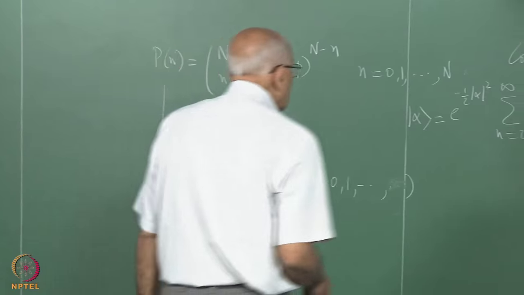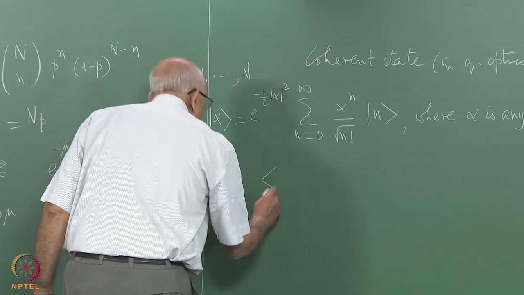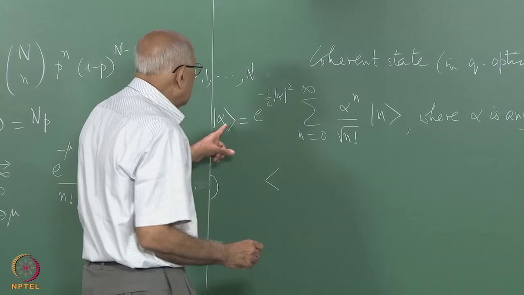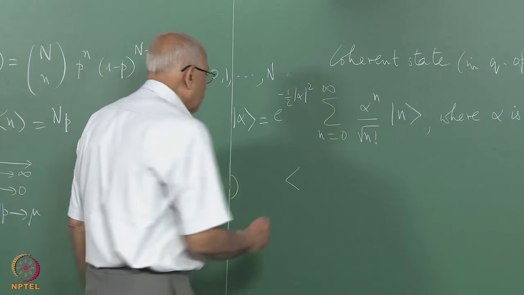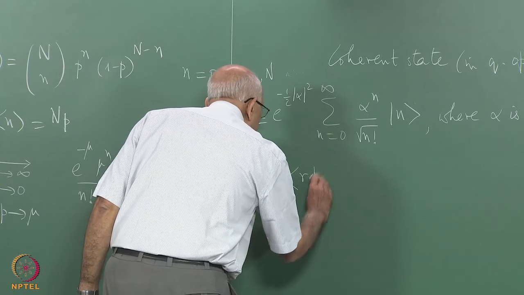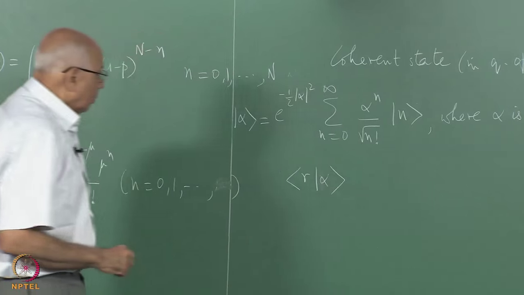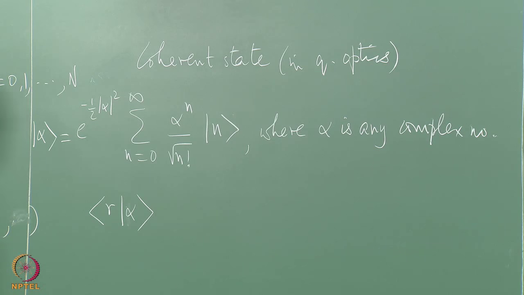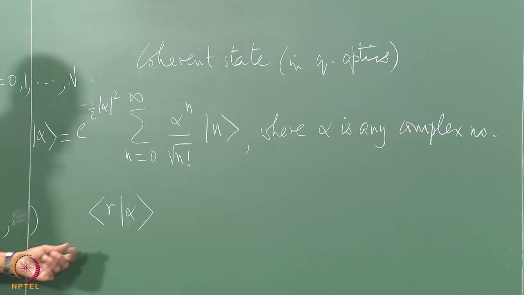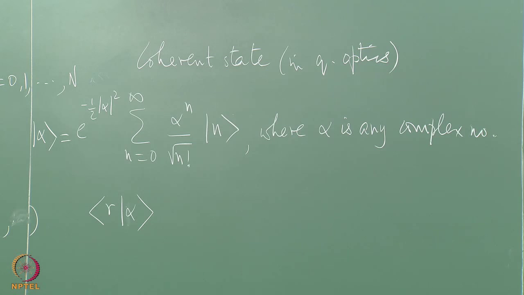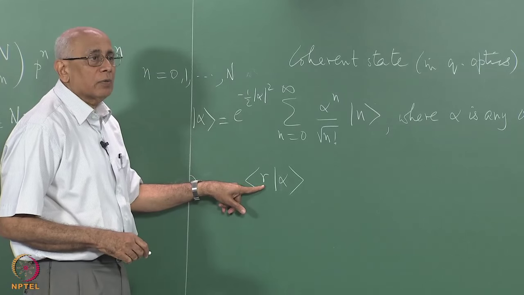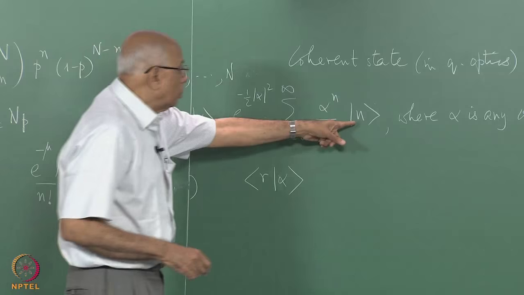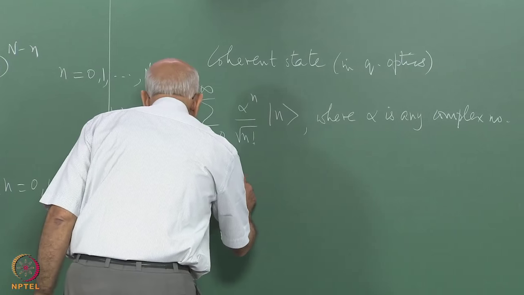Because after all, if you want to ask what is the probability amplitude that in this state alpha you have precisely some fixed integer number, say r photons, that's given by this quantity here, <r|alpha>. I presume those of you who are familiar with quantum mechanics will recognize this as a scalar product. It's a complex number in general, and it's a probability amplitude that in the state alpha, you have exactly r photons.